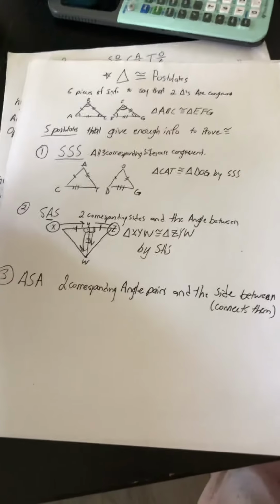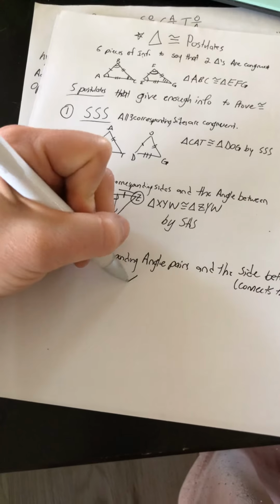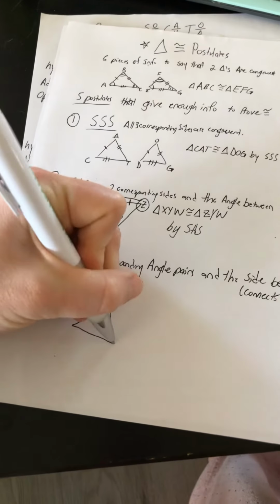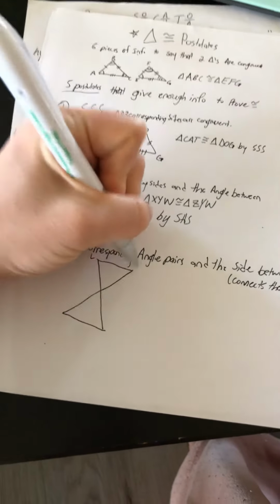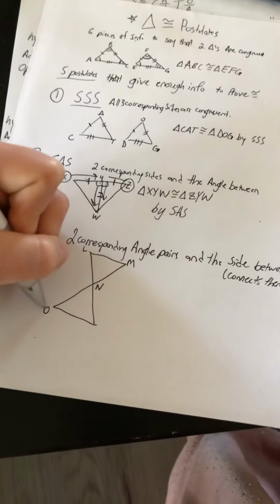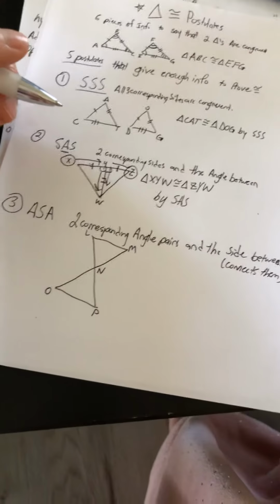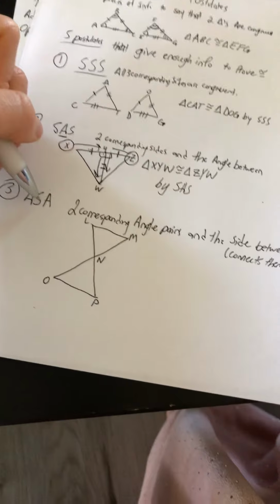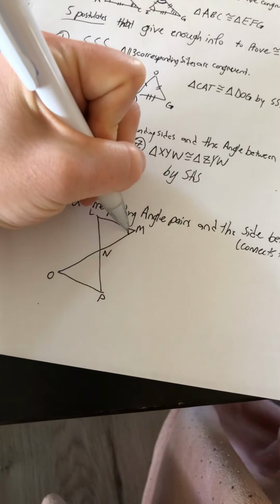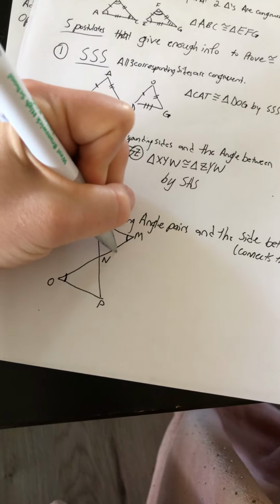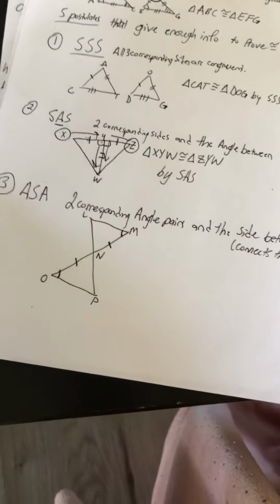So let's see. I'm gonna draw my two triangles like this. And let's go L, M, N, O, P. So here's triangle 1, here's triangle 2. We want two angles and a side between them. So if I had this angle here and this one given to me, and I had this side and this side given to me, and that information alone is going to give us enough to prove these congruent.